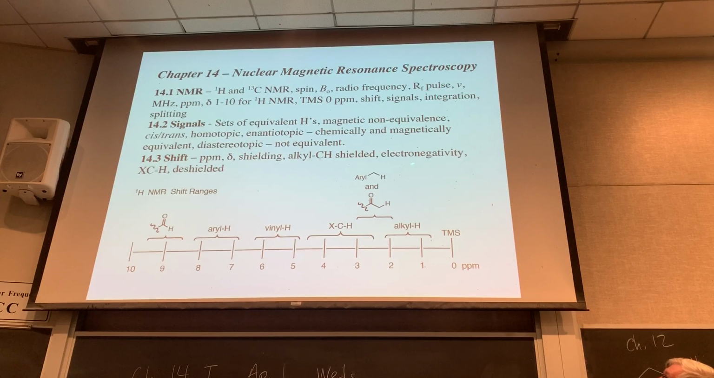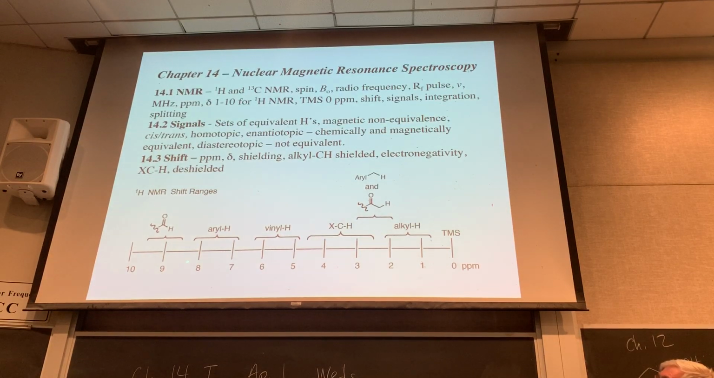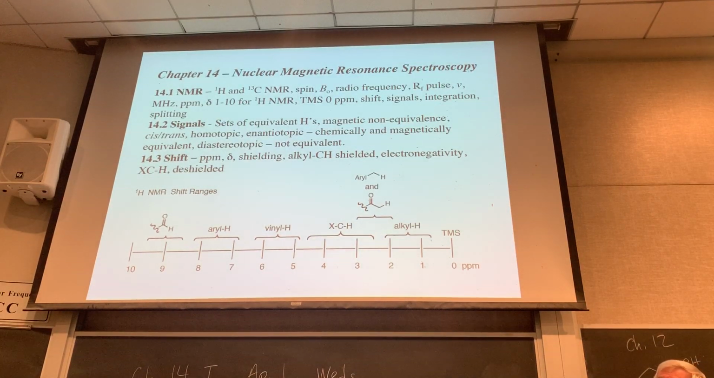If it's next door to electronegative groups or on a carbon that's highly hybridized, it'll be deshielded and shifted downfield. Here's the range here, 10 to 0. We'll look at the types of hydrogens. You won't need to memorize this thing. In fact, I'll put this whole shift figure here as part of your data sheet for test 4. But you'll do enough problems so you get familiar with this.